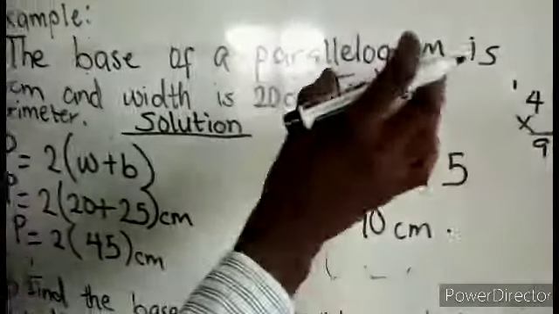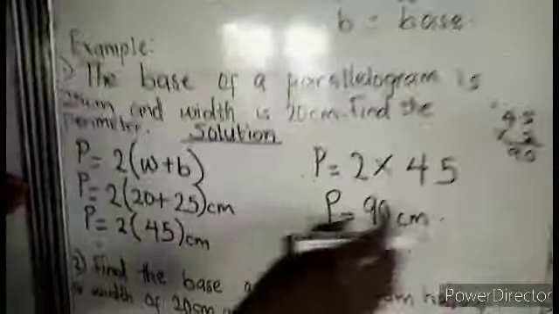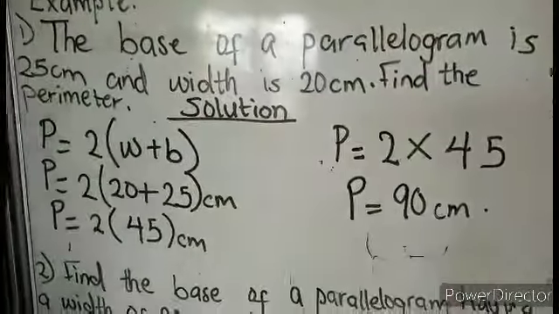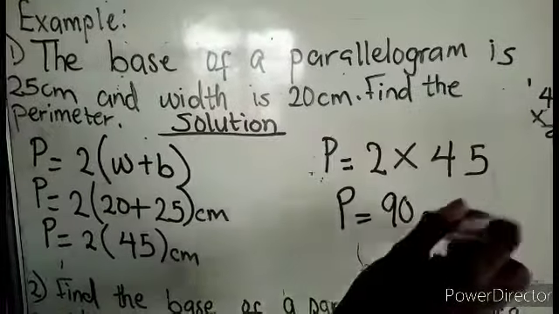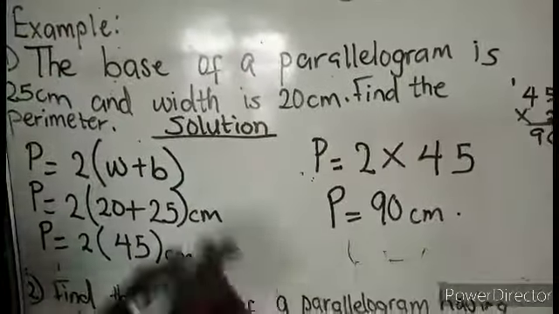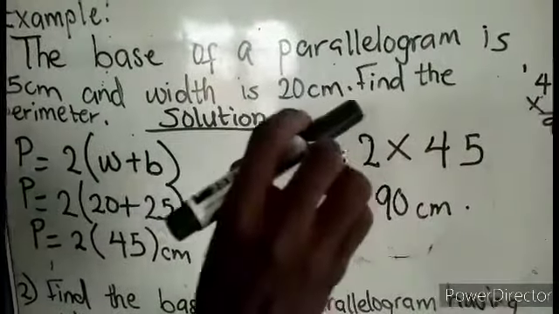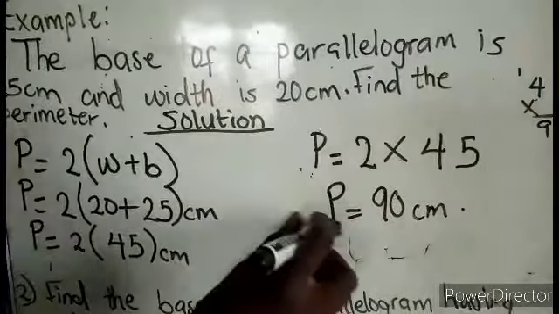So for this question, our perimeter will be 90 centimeters. Remember, we are solving for perimeter, so the answer is in centimeters. But if it is the area of any shape, it will be centimeter squared. But let's stay with this. Perimeter is in centimeters.